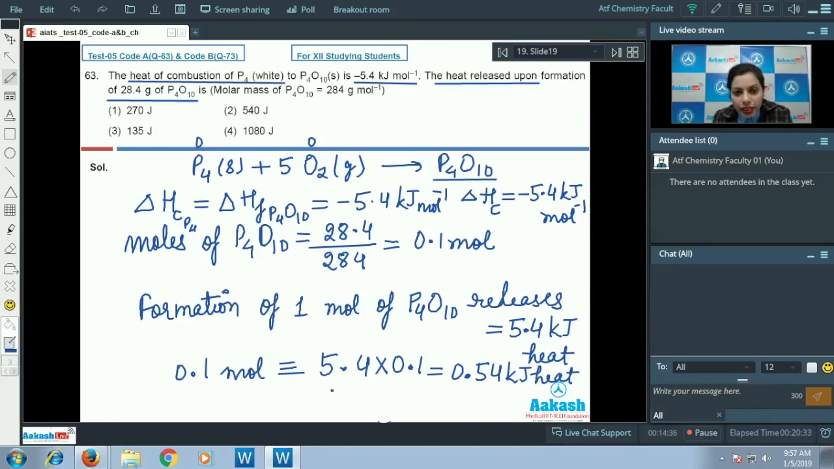This much amount of heat is released, but the answer is given in joules, so I'm just going to change it into joule. It becomes 540 joule by multiplying 10 raised to the power 3. So this is 540 joule, and this is given here in option 2. That's why the correct answer for this question is option 2. Now, after this, let's take next question.